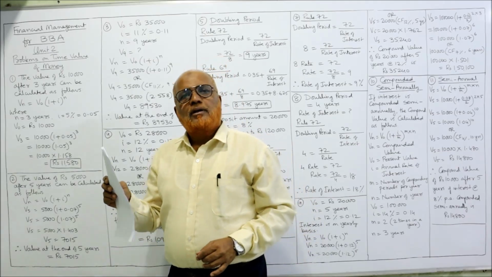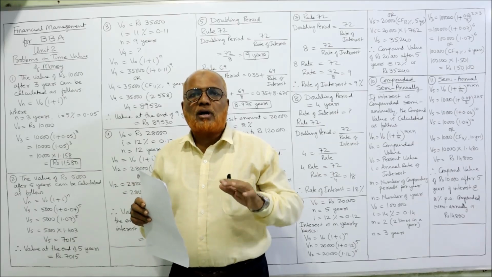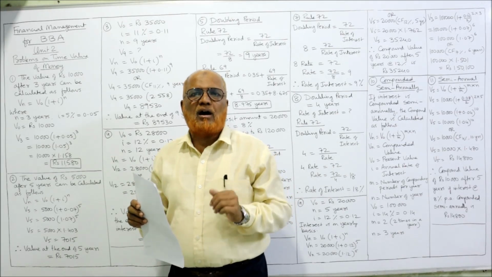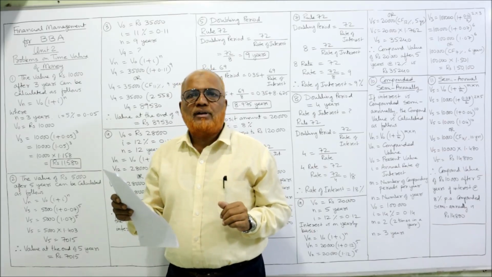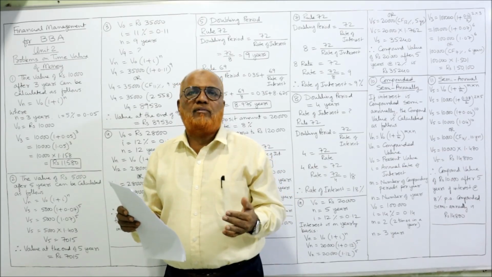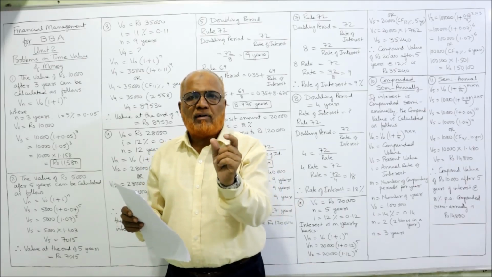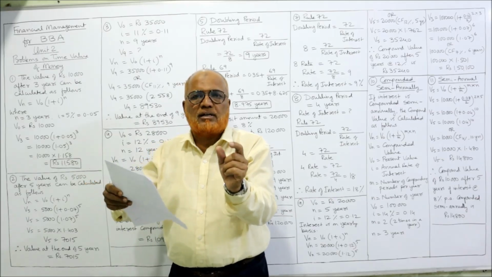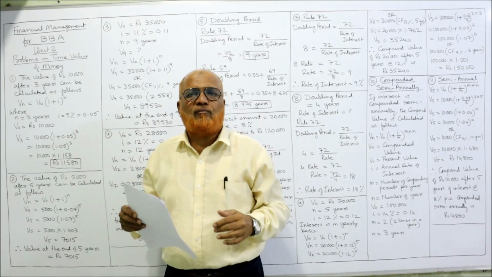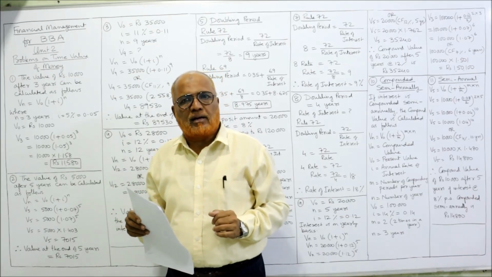Now see, in all these problems, half of the problems are based on compounding value and the remaining half on discounting values. So first we'll start the problems on compounding value. The compounding value means future value. Presently we have a certain sum of money. What would be the value of that sum of money after a period of 5 years, taking into consideration the interest rate?